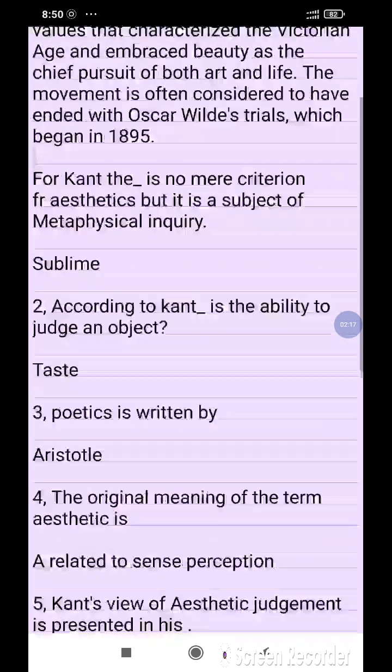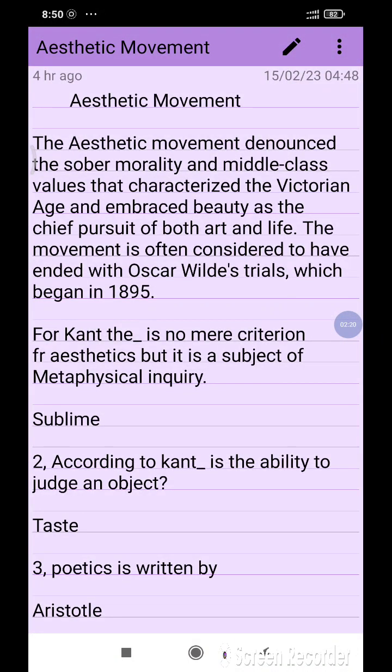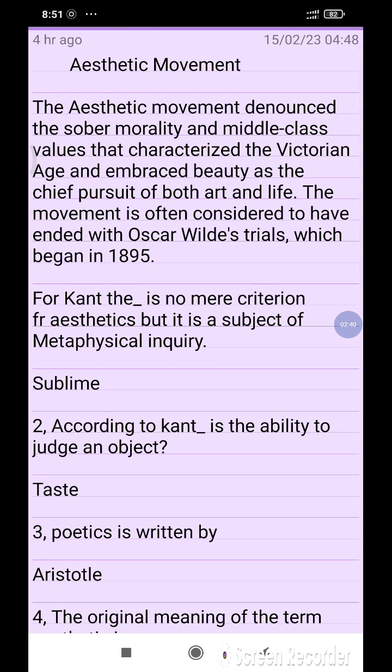So these are the most important questions related to the aesthetic movement. Basically, the aesthetic movement denounced the sober morality and middle class values that characterized the Victorian age and embraced beauty as the chief pursuit of both art and life. The movement is often considered to have ended with the Oscar Wilde trial, which began in 1895. So these are the most important historical facts from this period, which is called the aesthetic movement.